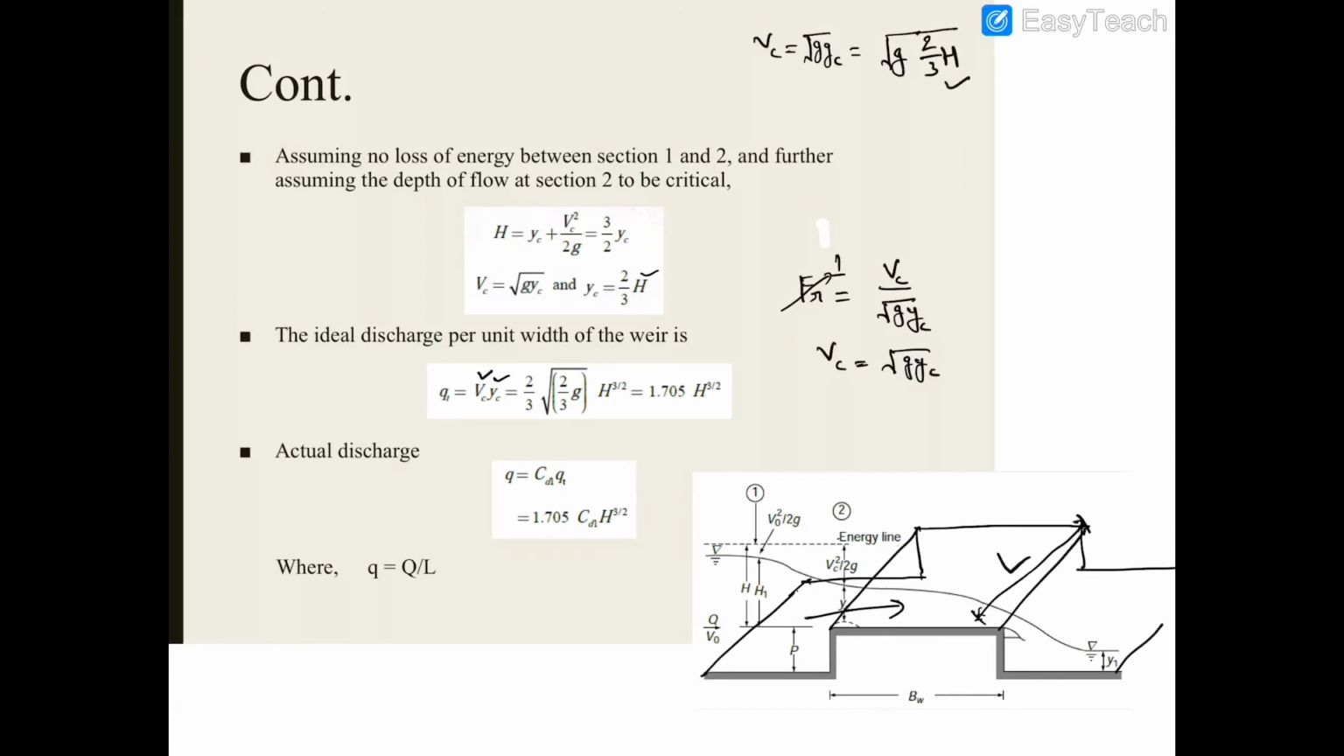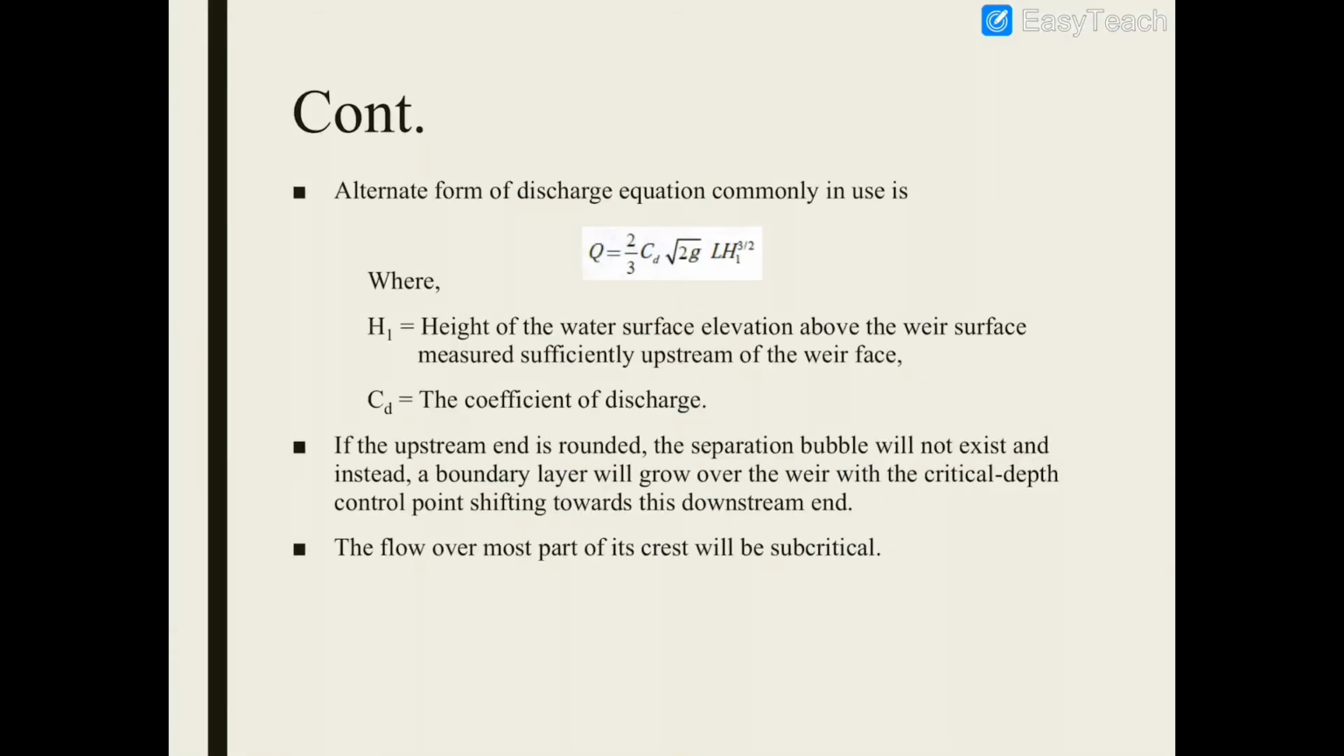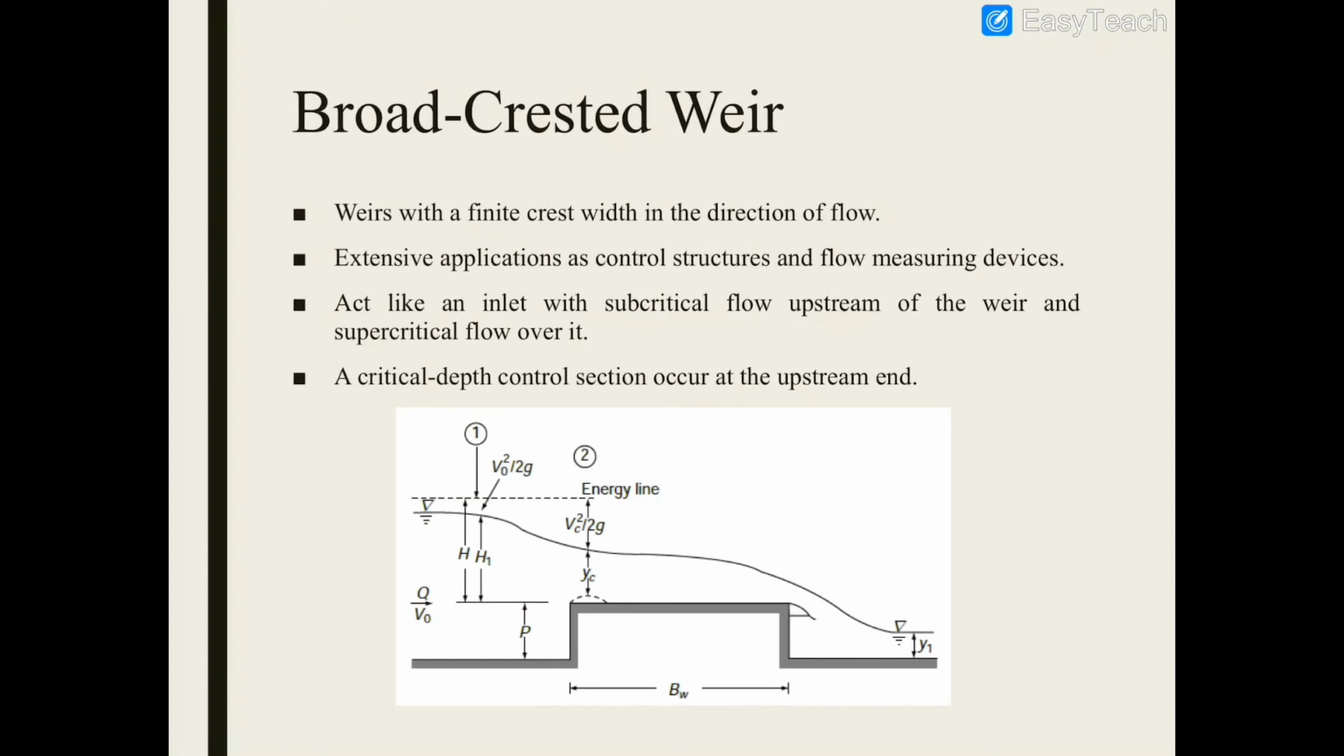It is observed that the equation Q is equal to 1.705 CD1 S to the power 3 by 2 is inconvenient to use because it contains the energy head H. An alternate form of discharge equation commonly in use through broad crested weir is Q is equal to 2 by 3 CD root over 2G L H1 to the power 3 by 2, where H1 is the height of water surface elevation above the weir surface measured sufficiently upstream of the weir face.